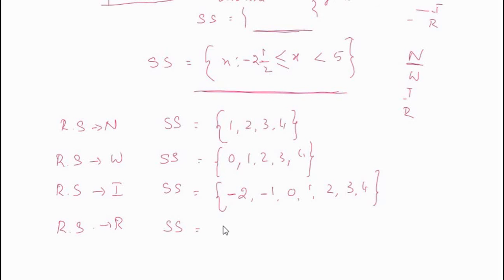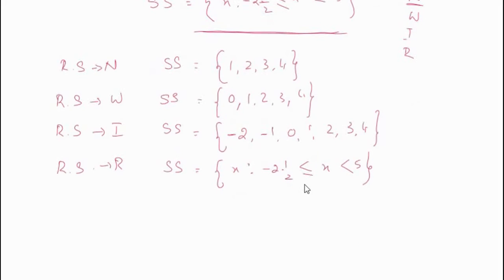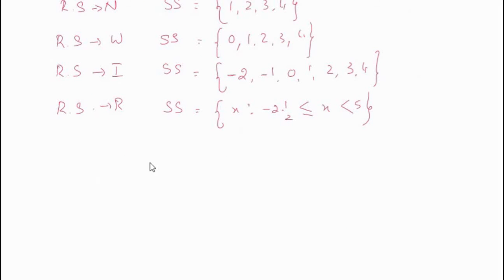Because we cannot write all the numbers here, we cannot write in roster form. We have to write in set builder form only, because all values of x between minus 2.5 and 5 are part of the solution. So it is minus 2.5 ≤ x < 5. All numbers inclusive of minus 2.5 up to 5 but not 5 are part of the solution. Now let us see how to represent this on the number line.